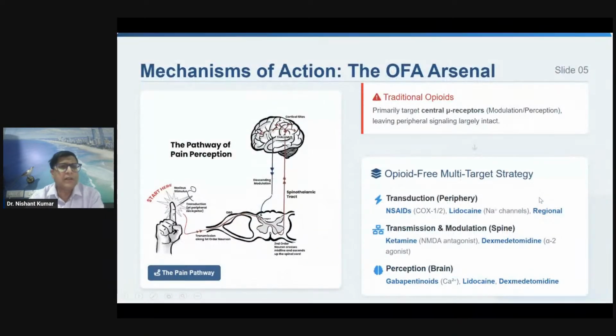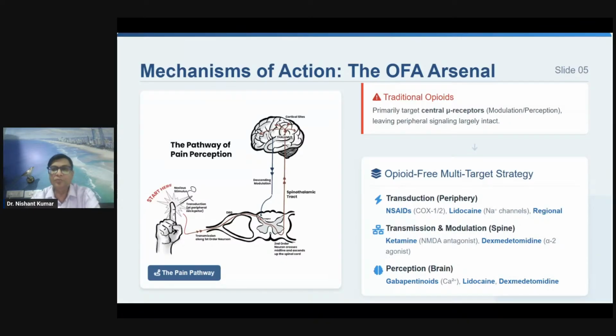Now we all know that the noxious stimulus goes to the spinal cord, dorsal root ganglion, then through the spinothalamic tract into the thalamus, into the cortical sites where the pain is perceived. So the opioids target the central mu receptors and to some extent the peripheral mu receptors as well. The peripheral signaling is not blocked that much. Now, whenever we talk of other drugs, there are some minor pathways also which are not blocked by opioids. It is mainly the central effect, the mu receptors and the kappa receptors, which cause the analgesia. But then there are certain other pathways which may cause pain.